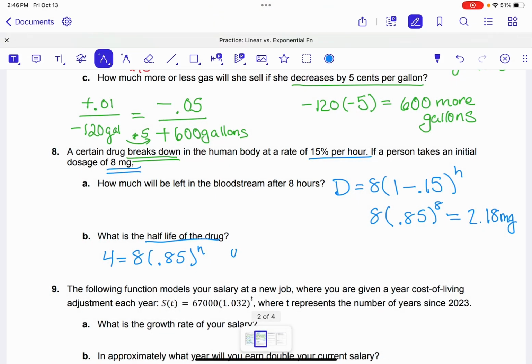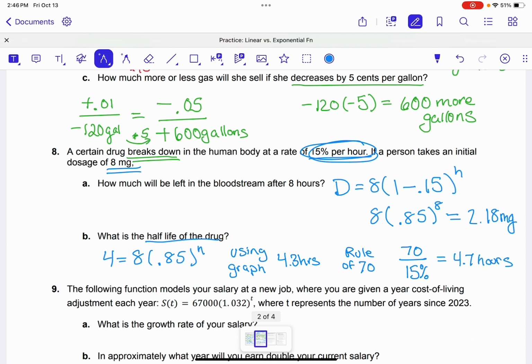So, using a graph, we came up with 4.3 hours. But remember, with half-life and doubling time, we are able to just estimate it with the rule of 70. To do that, it's just 70 divided by the percent. In this case, that percent change, 15%, is our rate. And that comes out to 4.7 hours. It's not exactly equal to what I would come up with if I solved it, but it's close enough that we're good with that. Either of those answers is 100% acceptable.